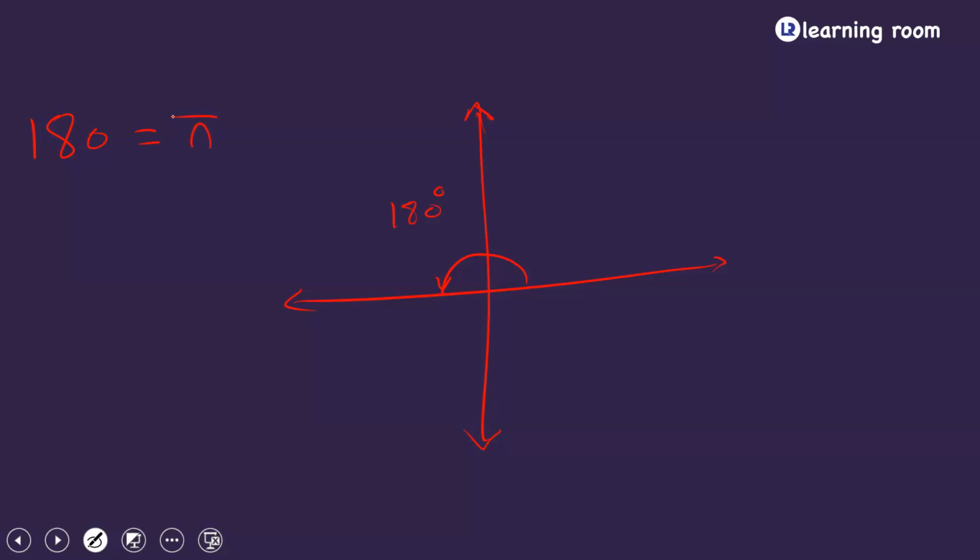Do you guys know this kind of thing? You have studied this in math. So this is equal to pi. That's all you need to do. So what is this in degrees? 360. In terms of pi, what will it be?